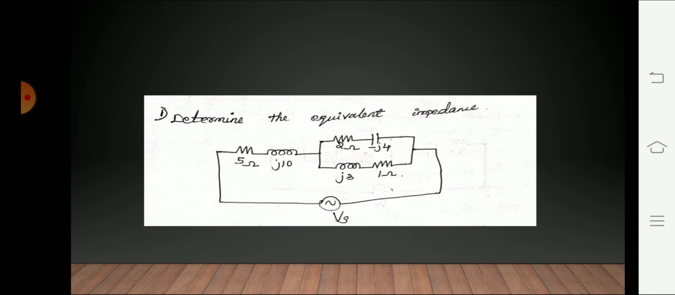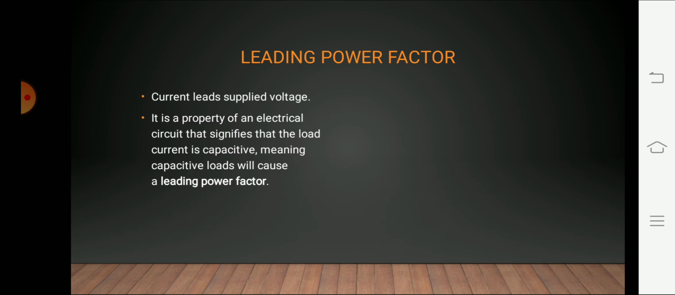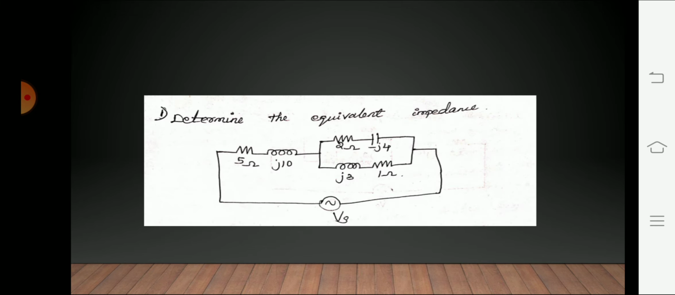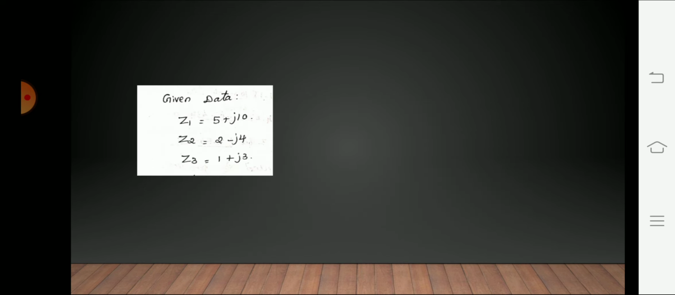Problem. Determine the equivalent impedance in this circuit. Three impedances are there. The first one is 5 ohm plus j10 ohm, another impedance is 2 ohm minus j4, and the other impedance is 1 ohm plus j3. So there are three values: Z1 equal to 5 plus j10, Z2 is equal to 2 minus j4, Z3 is equal to 1 plus j3.